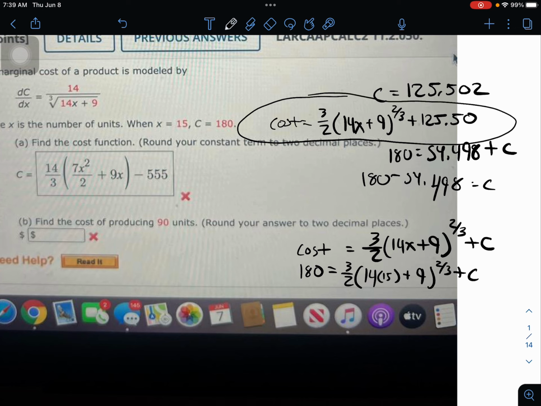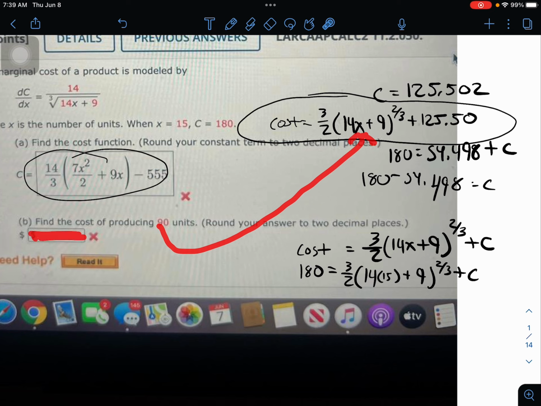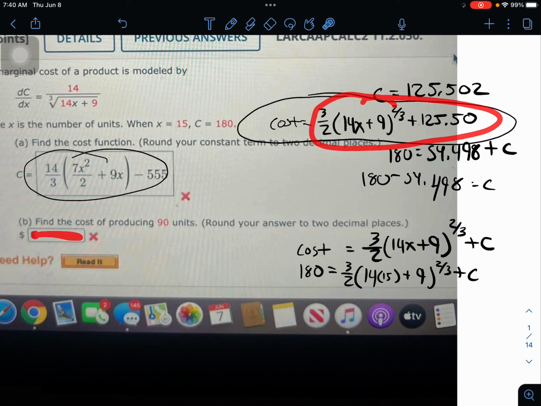That's your cost function. And so that goes here. And your next part says, find the cost of producing 90 units. Well, now we have a cost function. So to do this, you just take this 90 and plug it into this x. And that'll give you this answer here. You just put a 90 into that x, put this whole thing into your calculator, and that'll give you that answer right there.